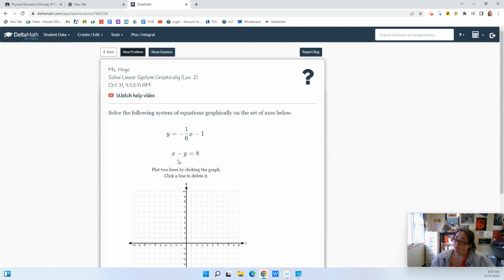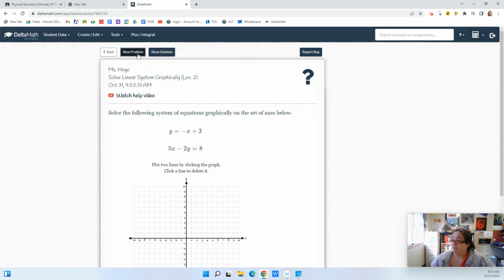So if you look at this second problem here, x minus y equals 8, you're going to have to put that in slope-intercept form so you know how to graph it. That's the only difference on these level 2s. At least it's supposed to be the only difference on these level 2s.